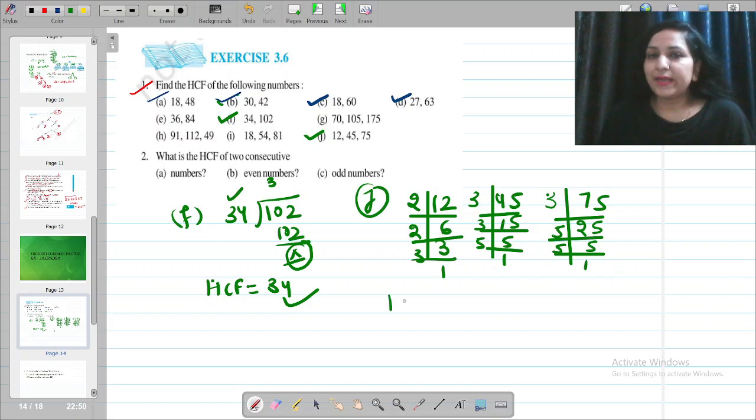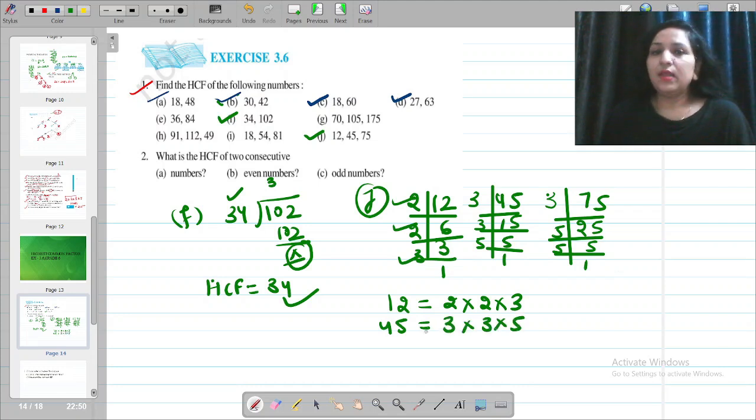Now let us write it in this format. 12 is what? 2 into 2 into 3. What is 45? We'll write here. That is 3 into 3 into 5. Now the last one, 75, is 3 into 5 into 5. Right? Prime factorization is being done and I have written it in this format.